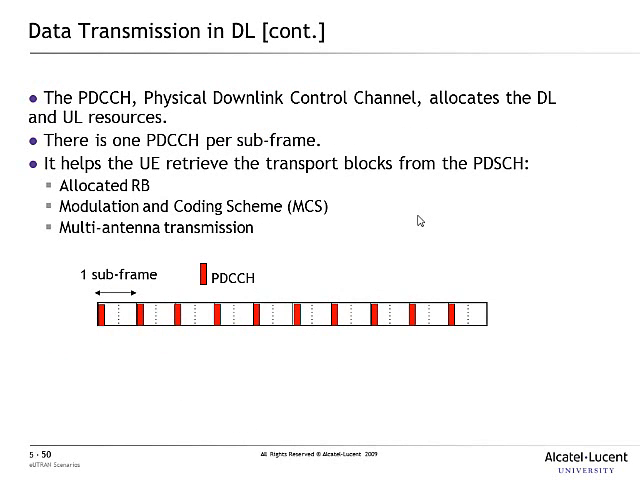So this PDCCH, where is it transmitted? Well, because it contains all the information about how all the resource blocks are allocated within a subframe, it has to be sent right at the beginning of a subframe. You only have one PDCCH per subframe, but it has to come right at the beginning, because it helps to retrieve the transport blocks from the shared channel.